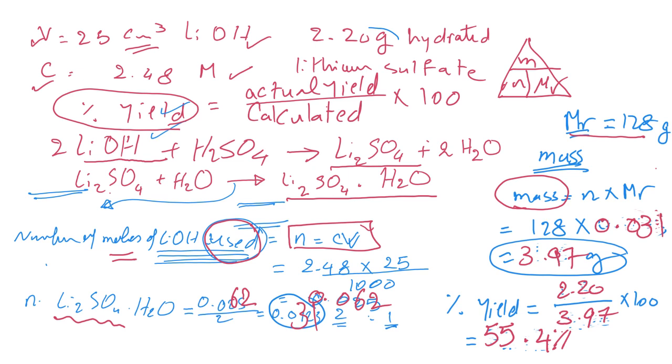So by multiplying the number of moles by the molar mass, you will get the total mass. This mass is the one you calculate. We got it from the calculation. So this is the calculated yield. The actual yield, you got it in the problem, which is 2.20. So 2.20 over 3.97 times 100, you will get the percent yield.